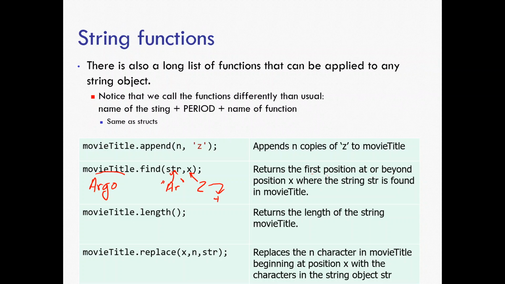I can replace all instances of x with n. It replaces n characters, the number of characters in the movie title, beginning of position x with whatever this string is. Every single time. Honest to God, in case you're wondering why I don't remember all this, it's because I don't memorize it. We'll see when I code some of this. I'm just going to let the IDE, I'm going to let Visual Studio do all the heavy lifting for me. It's going to remember everything for me.